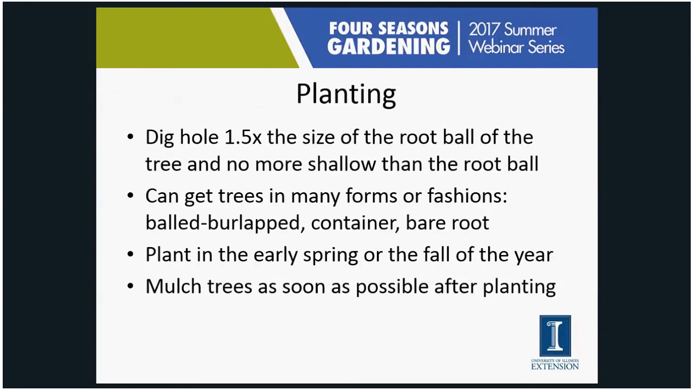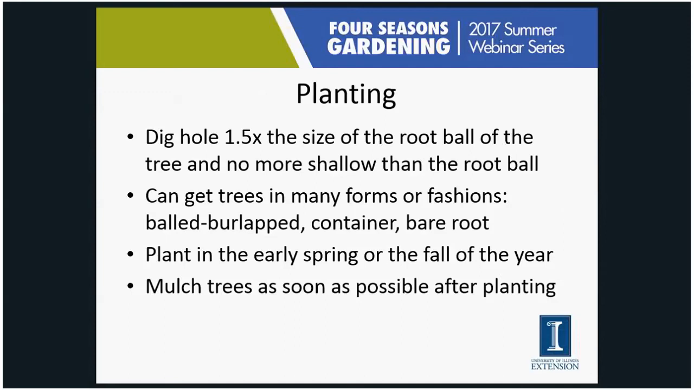When it comes to planting, you want to dig 1.5 times the size of the root ball for a balled and burlap tree, and no more shallow, because you don't want the tree to be too deep. Again, we can have that wet feet scenario. But there are other ways of getting a fruit tree. Sometimes they are grown in a container, and otherwise they can be ordered bare root. And if you receive your trees bare root, you'll need to have adequate moisture and keep them in a cool location until they can be planted.